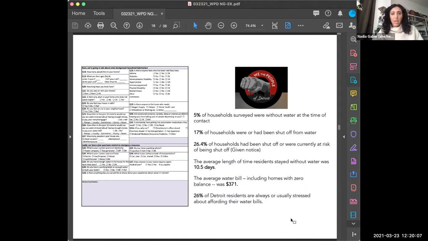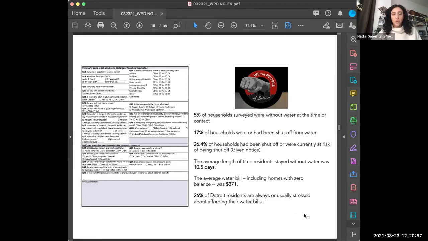We did another study and a survey because one of the things in that disaster toolkit asks about emotional symptoms like agitation, trouble sleeping, nightmares, depression, anxiety. And we wanted to look closer and see if we could correlate them to water insecurity specifically. So we worked to design a locally grounded scale of water insecurity that reflected what water insecurity actually looked like in the communities that we study. And we found that 26% of Detroit residents said that they were always or usually stressed about affording their water bills, and that the average length of time that residents were without water was 10 and a half days.